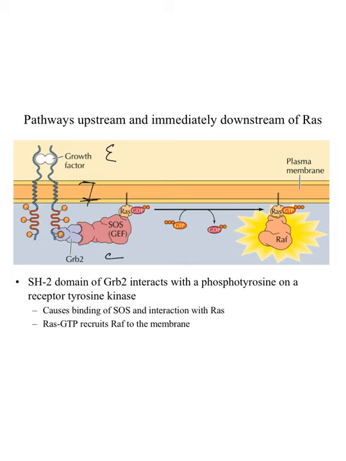Here's our extracellular growth factor ligand. It's caused dimerization of a receptor tyrosine kinase. Activation and cross-phosphorylation has occurred. Here are all the phosphotyrosine docking sites. They also, remember, serve to turn on the tyrosine kinase. So now that enzyme part of the receptor is active.